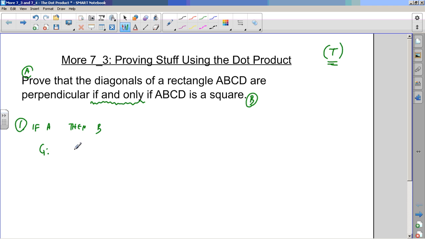I'm going to use the GRASP technique for proving this. We're given that the diagonals of rectangle ABCD are perpendicular. So if I have a rectangle ABCD that we know has perpendicular diagonals, this is 90 degrees. That's what we're given. What we're required to show is that ABCD is a square.